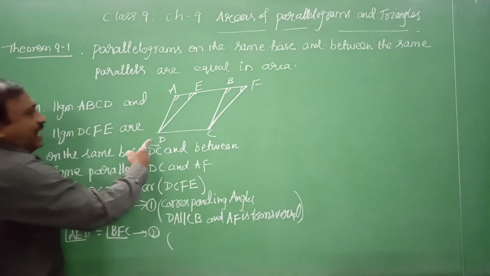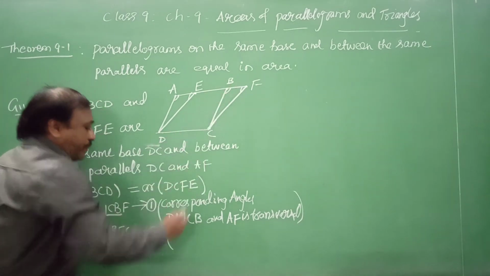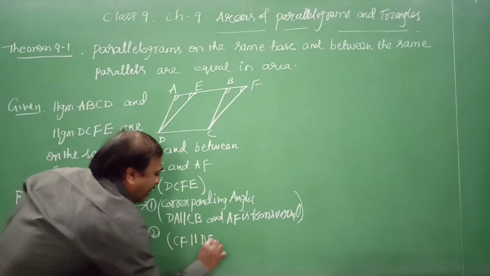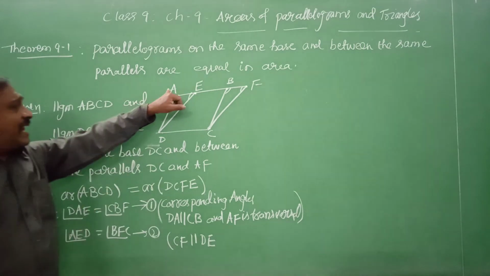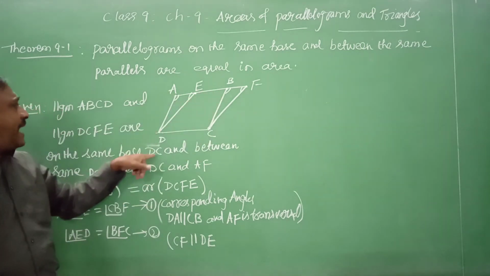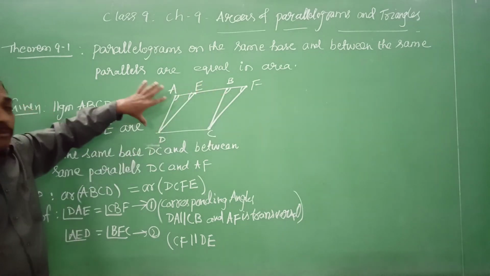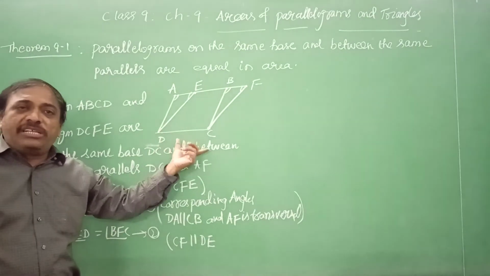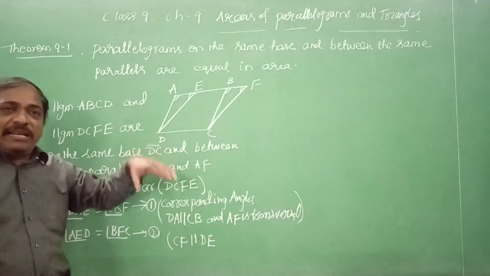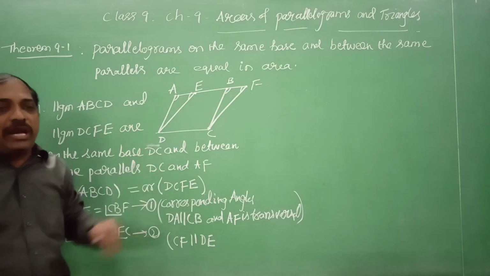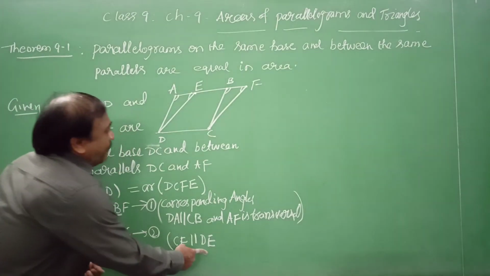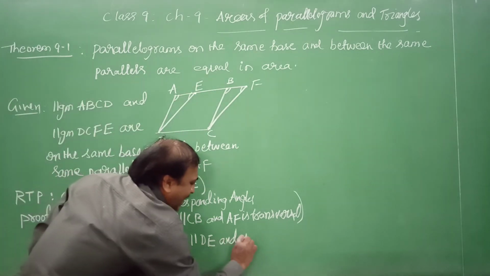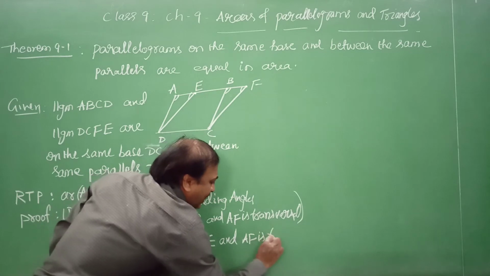Reason again, corresponding angles. Here, which lines are parallel? DE and CF. So CF is parallel to DE because parallelogram ABCD and parallelogram DCFE, they both are parallelograms. We know in parallelograms, opposite sides are parallel. And another property we have, opposite sides are equal also. So here CF is parallel to DE and AF is the transversal.